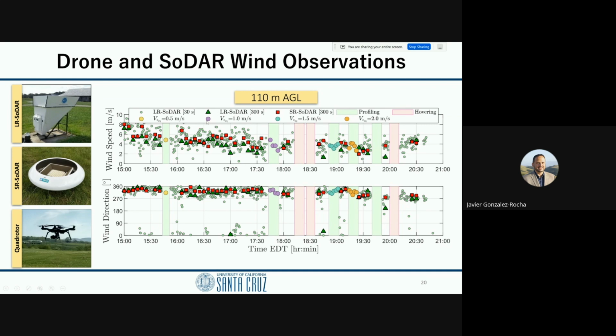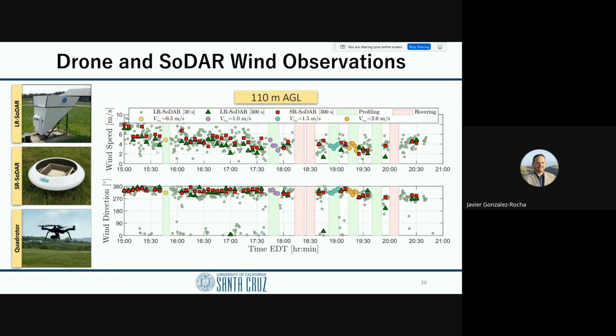And then the markers below are essentially the estimates from the aircraft ascending at different rates, right? So this is the estimate at 0.5 meters per second. This is the estimate at 1 meter per second. And this is the estimate at 2 meters per second. And so this top panel, we're looking at wind speed over time. And at the bottom, it's wind direction versus time. And you can see that the drone measurements actually fall within the trends of the two remote sensors.